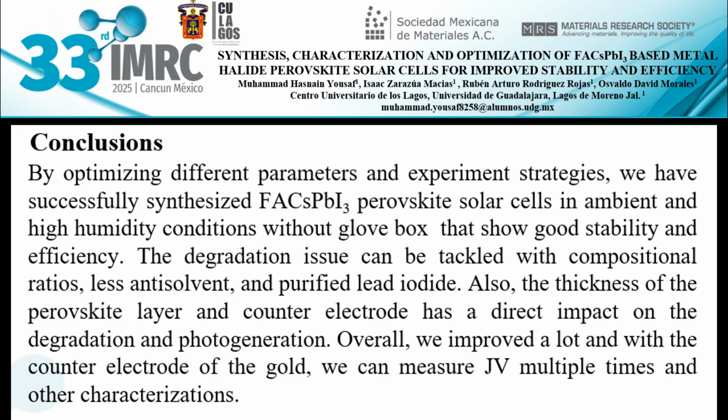The conclusion of our overall finding is that by optimizing different parameters and experiment strategies, we have successfully synthesized FACsPbI3 perovskite solar cells in ambient and high humidity conditions without a glove box and show good stability and efficiency. The degradation issue can be tackled with changing compositional ratios, less anti-solvent, and purified lead iodide. Also, the thickness of the perovskite layer and counterelectrode has a direct impact on the degradation and photogeneration. Overall, we improved a lot, and with the counterelectrodes of gold, we can measure JV multiple times and other characterizations.